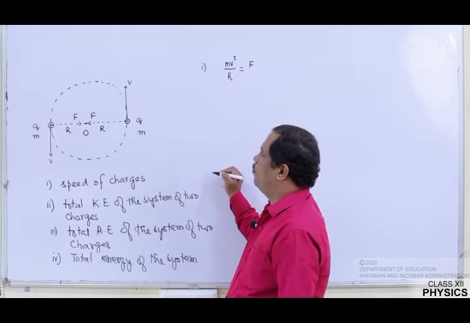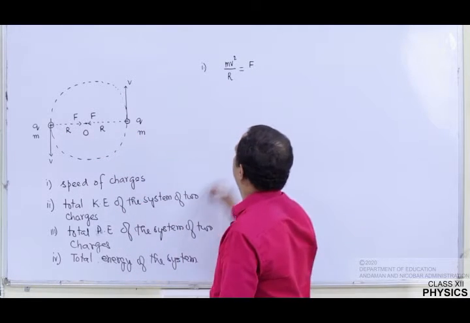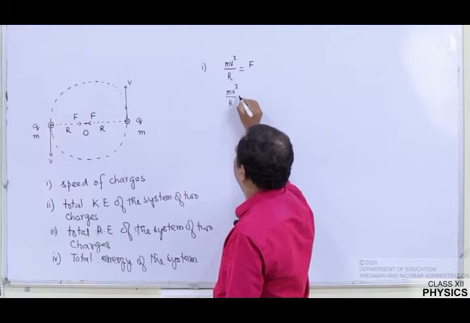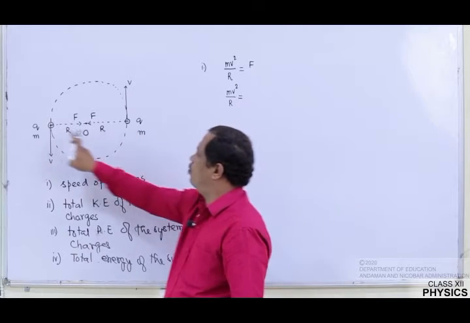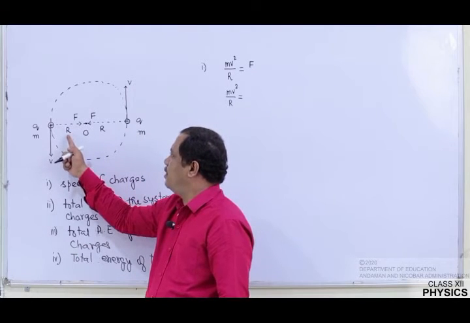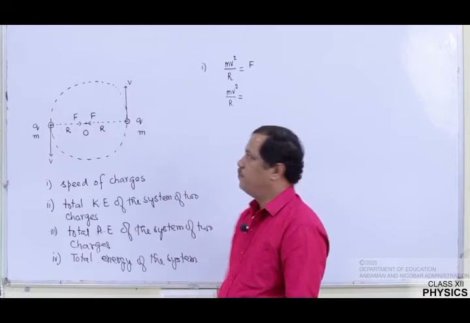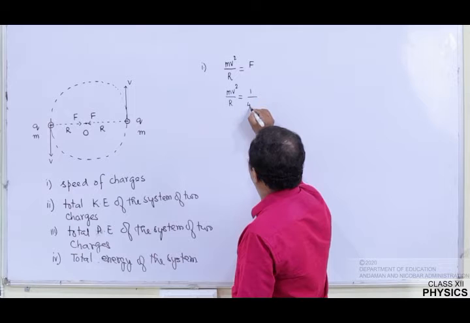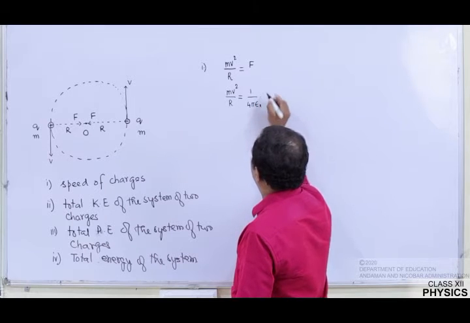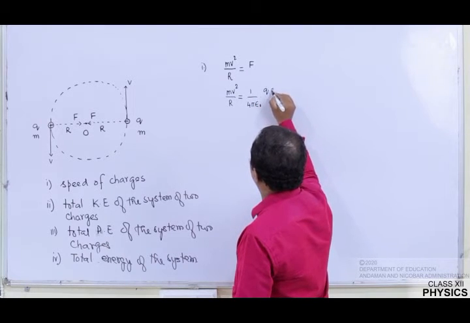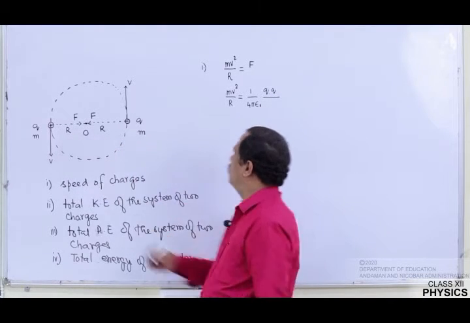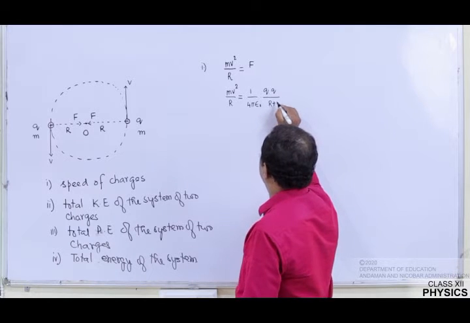Now to calculate the Coulomb force between these two point charges, I can rewrite this as mv square by capital R is equal to the Coulomb force between the two. The two charges are separated by a distance of r plus r, 2r. So this is 1 by 4 pi epsilon naught into the product of the two charges, q into q, divided by the square of the distance between the two charges, so r plus r the whole square.